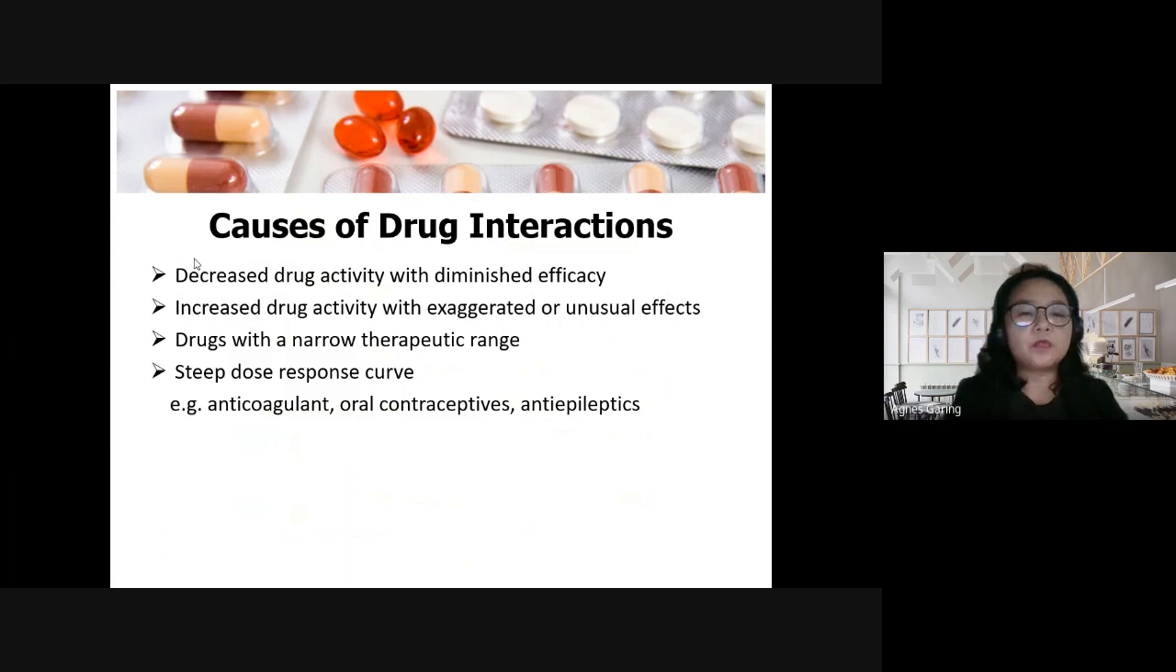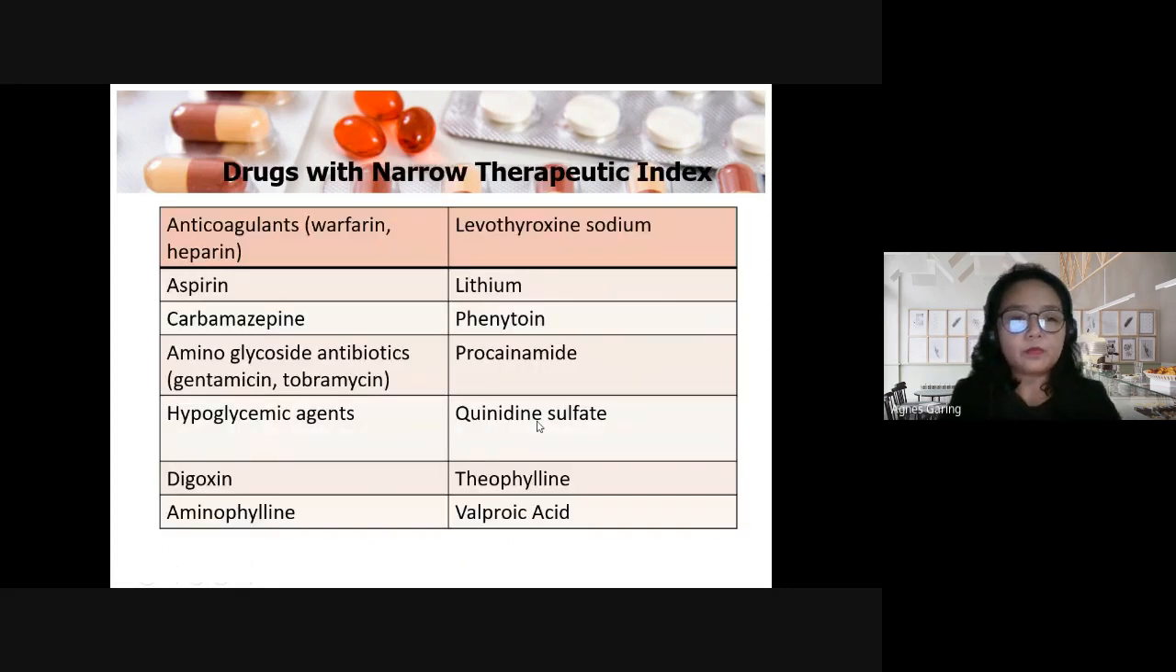And then we have to be careful also with drugs with the narrow therapeutic index, and also the steep dose response curve. So especially these drugs, pag sinabi nating steep dose, just a little adjustment in the dose might also cause toxicity. Examples are anticoagulants, oral contraceptives, and anti-epileptics.